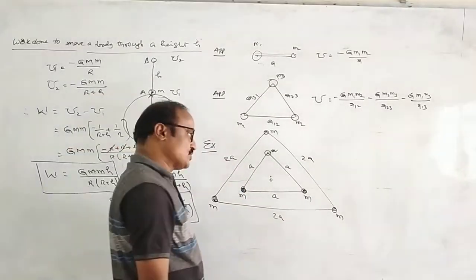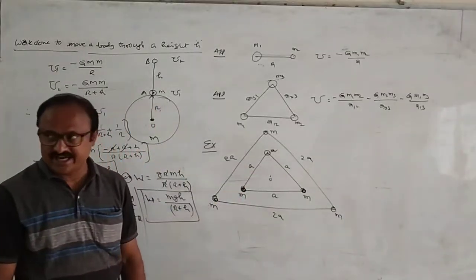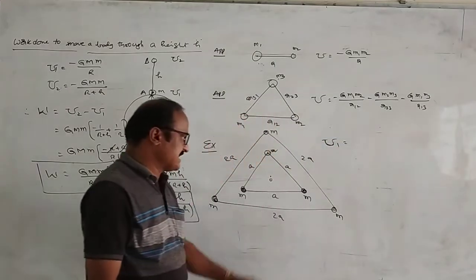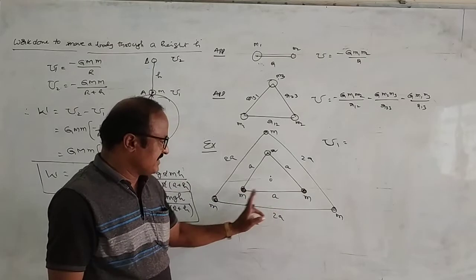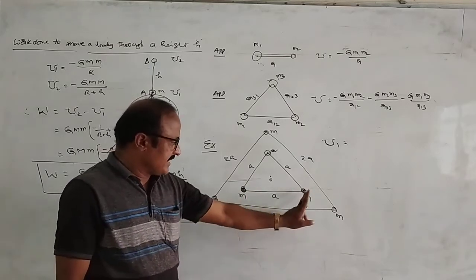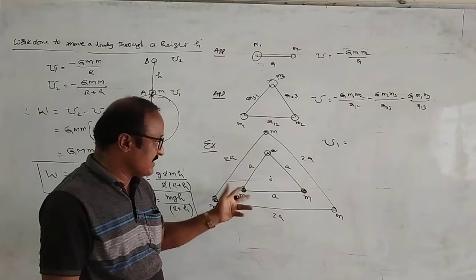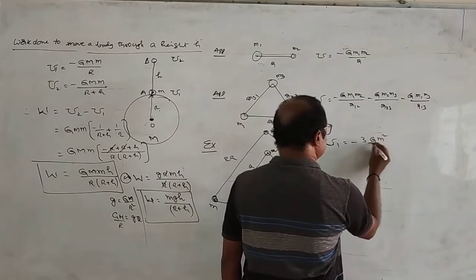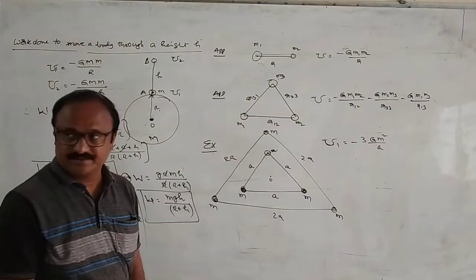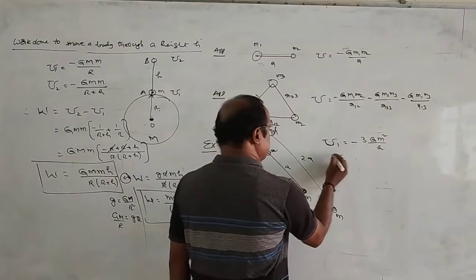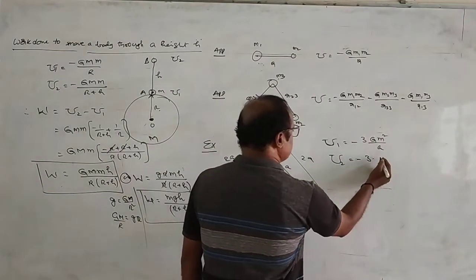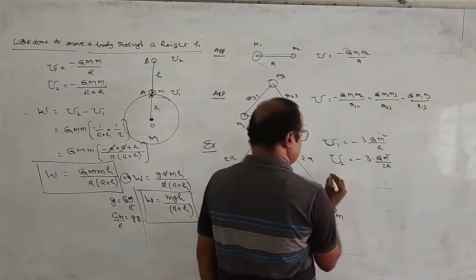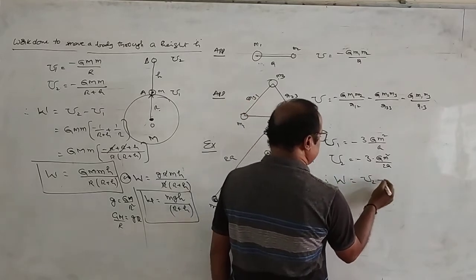Here also, work done is equal to change in potential energy. But what is the initial potential energy? Initial potential energy for the system of three particles: between these two, minus G m m by a; here also minus G m m by a; here also minus G m m by a. There are three pairs, so minus 3 G m square by a. That is the initial potential energy. The final potential energy is U2 equal to minus 3 G m square by the separation 2a. Now the work done is always equal to change in potential energy, U2 minus U1.